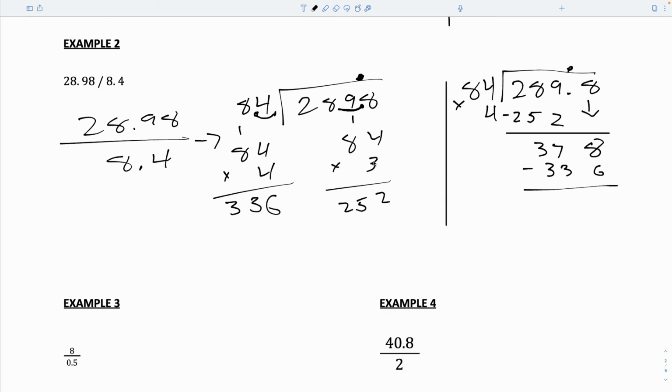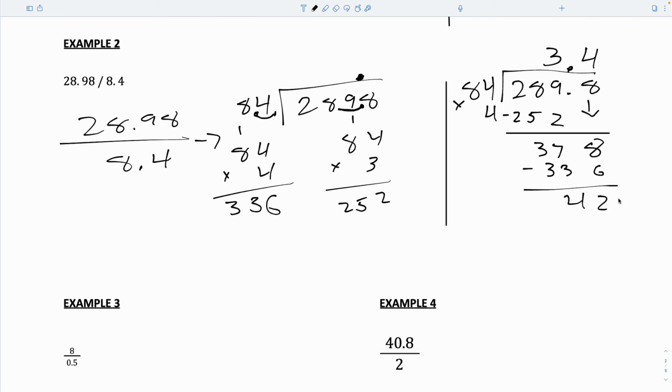Where did I put the 3? I forgot that again, Ashlyn. Is it above the 8 or the 9? Why is it above the 9? I was trying to fit a number that fit into 289, right? So it goes above the last digit. Then it was a 4, and then we subtract.